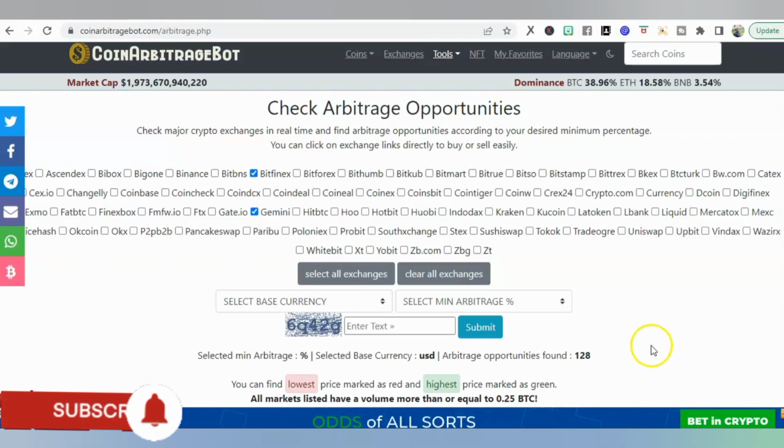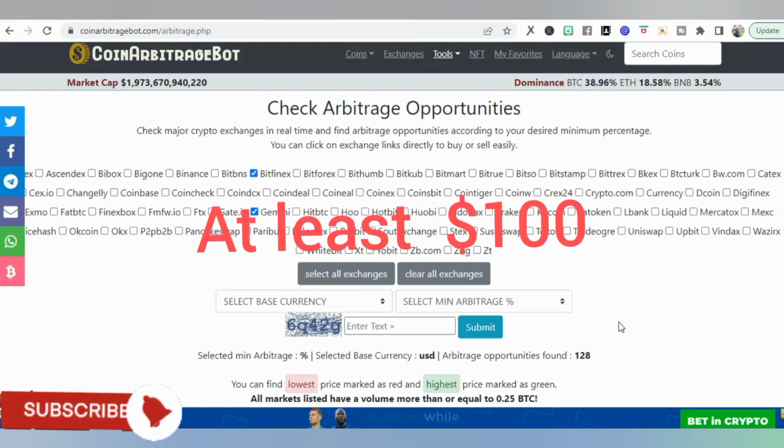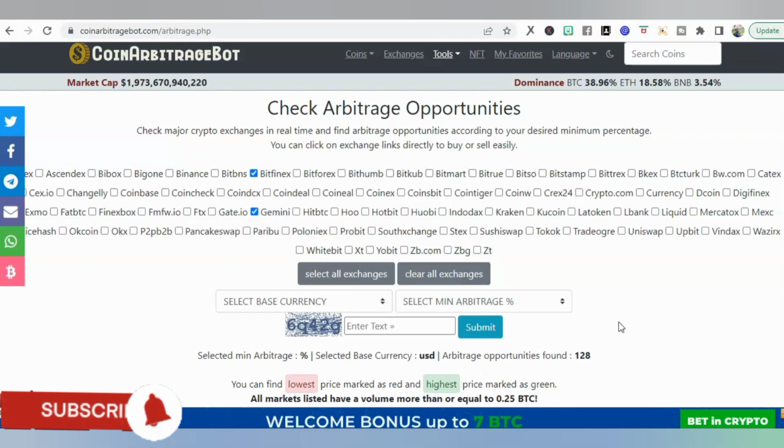So guys, please note that if you want to do this kind of arbitrage, you need to have enough funds. You need to have money, because of maybe the fee that you will be charged in a particular exchange, or for you to be able to maximize the profit, you need to have enough funds.